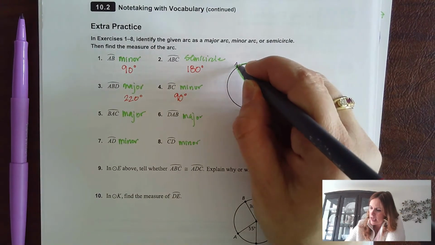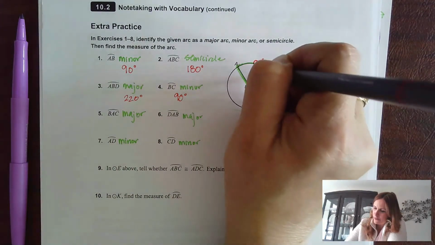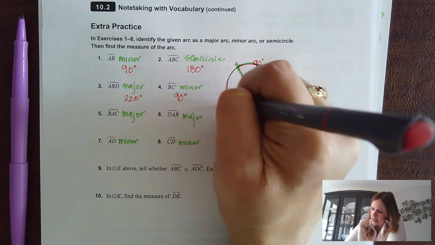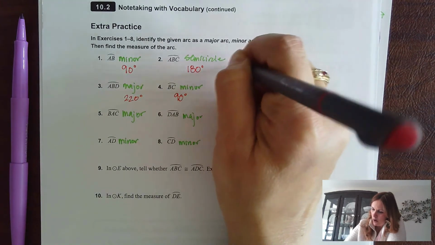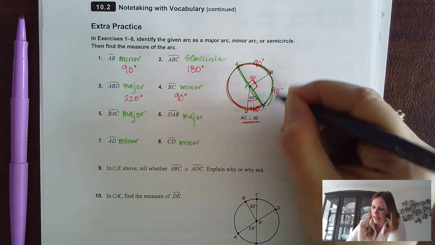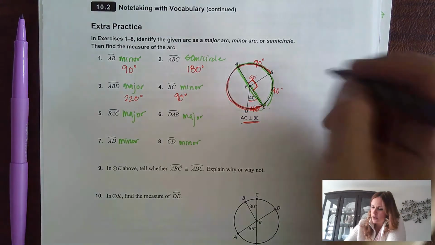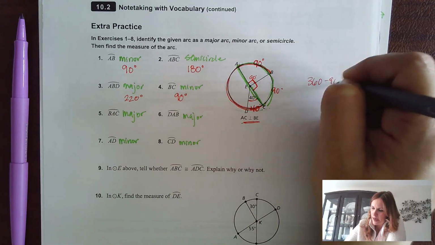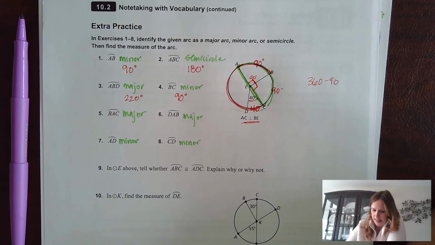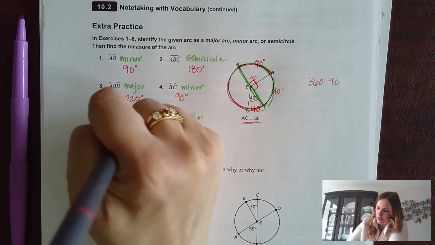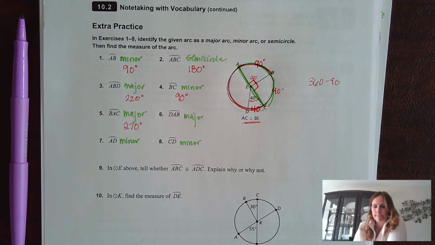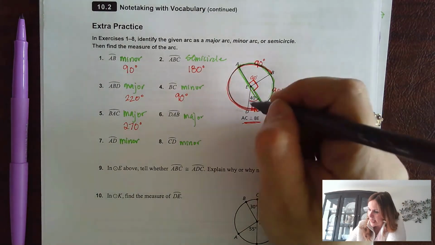B, A, C. So if I'm going from B to A to C, I'm going all the way around. The only thing that I'm missing is 90 degrees in here. So I'm going to take 360 and I'm going to subtract 90. And what I get is 270.